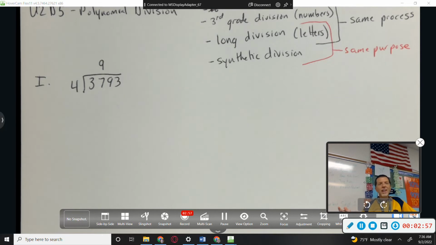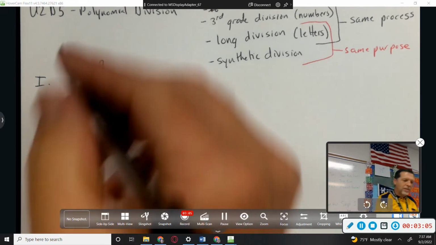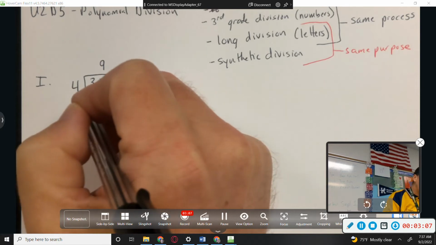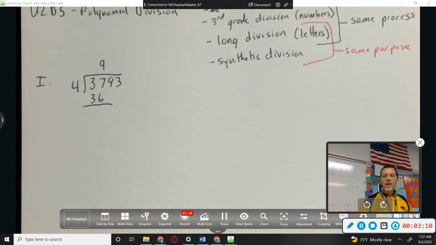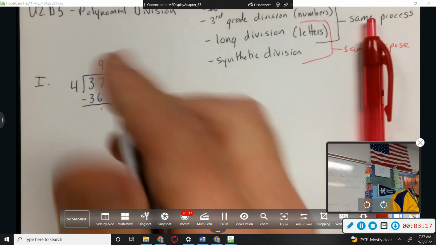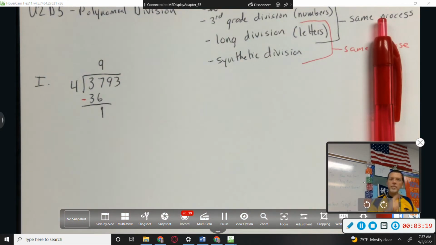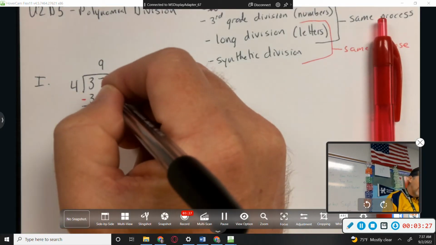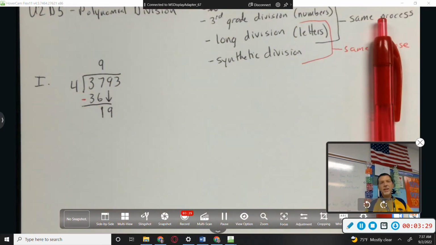So what do I do with the 9 now? You multiply 9 and 4. 9 times 4 is 36. And then, what do we do? Subtract it. 7 minus 6 is 1. Then what? Bring down the 9. Remember, it's important to be neat and keep your columns nice and neat on this.